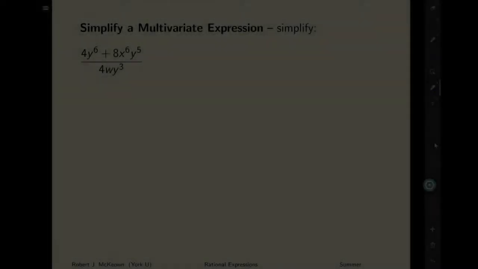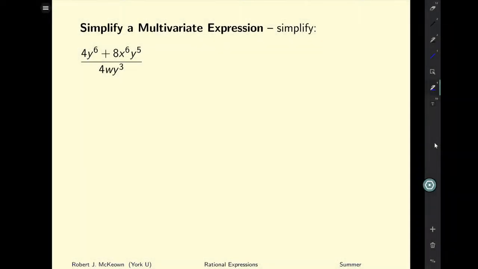Here we have a multivariate expression. That means that we've got more than one unknown variable. We've got x, which is an unknown variable, y, which is an unknown variable, and w, which is an unknown variable. I like this question because it's going to bring us back to our exponent rules.